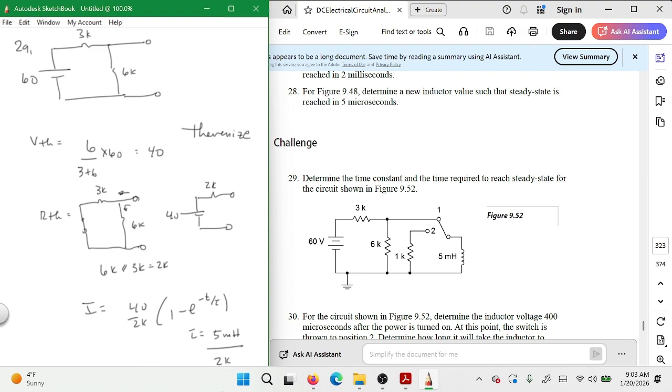That's how you solve it. All right, now let me see what I assigned as problems, because I think I assigned that one as a problem. I'm not sure.